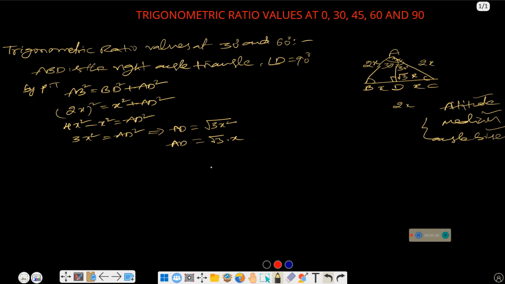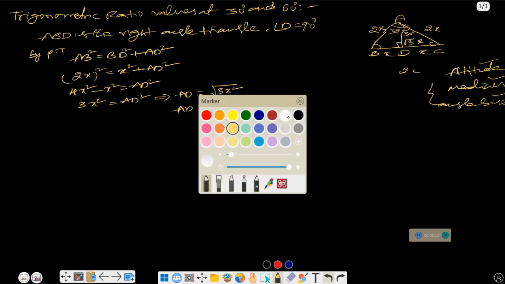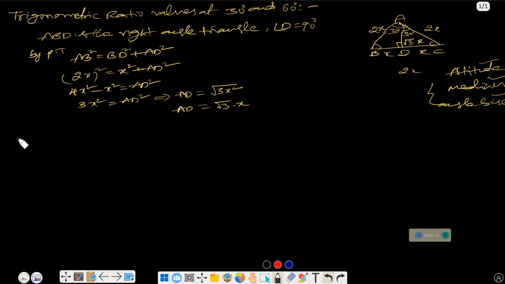Now we can find the trigonometric values. Each one you should find out. So first we have to find out the sin 30 value. First I am taking theta is equal to 30. In the triangle ABD, angle A is equal to 30. So first sin theta, where theta is 30. So sin 30.